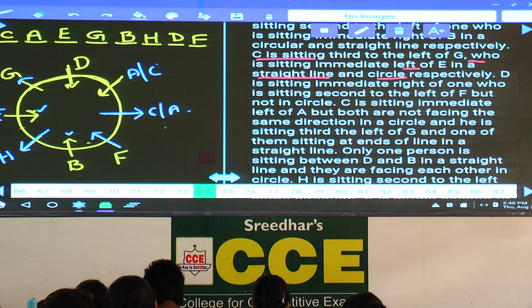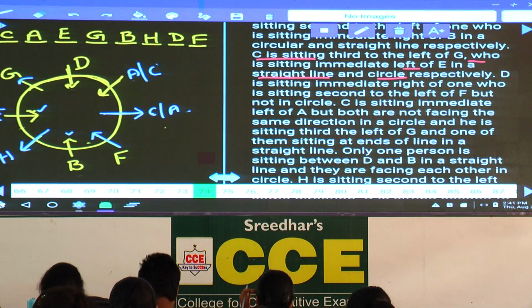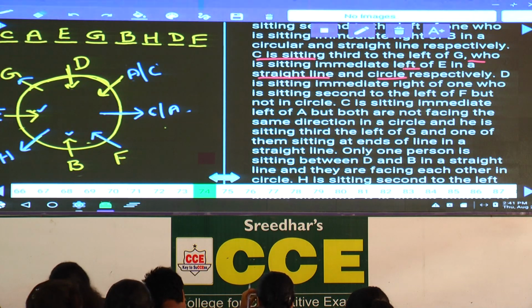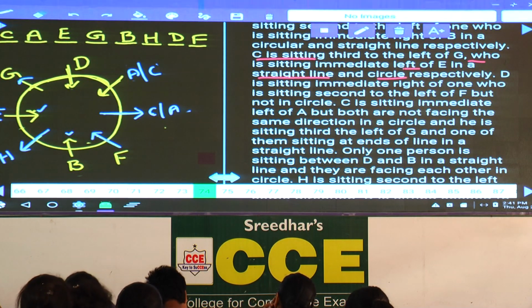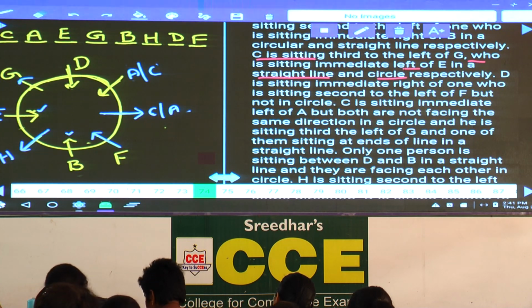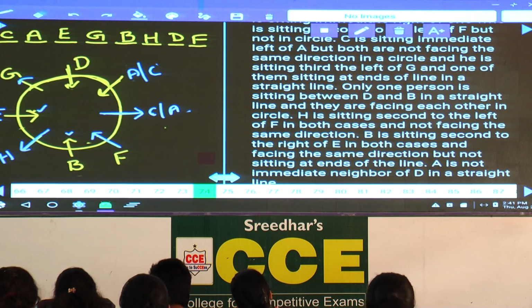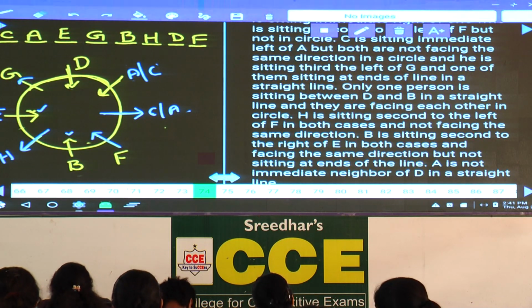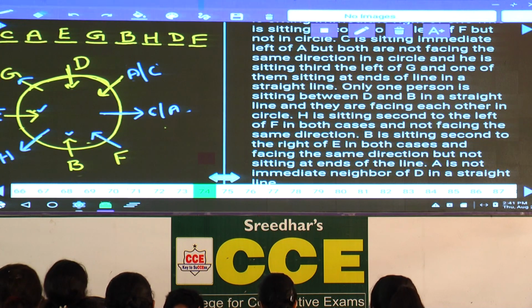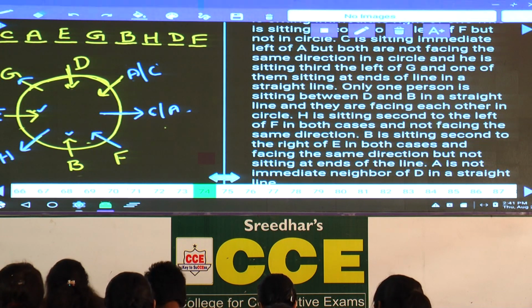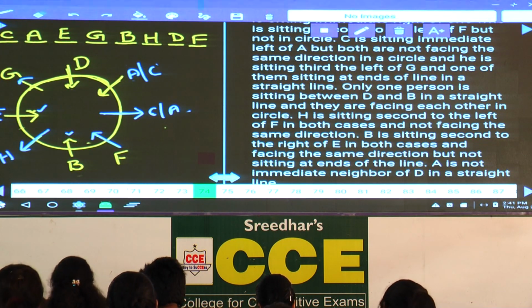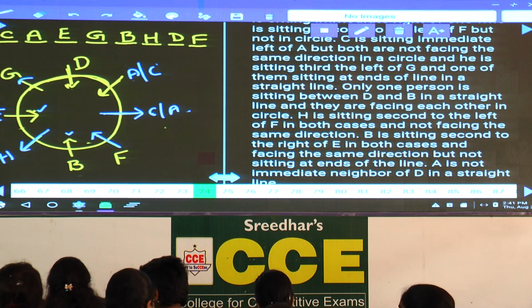Done with this one, and this is about question numbers 74 onwards. Now question numbers 74 to 78. Done? Yes, first write down this arrangement. And only one person is sitting between D and B in a straight line, and they are facing each other, and H is seated second to the left of F in both the cases.